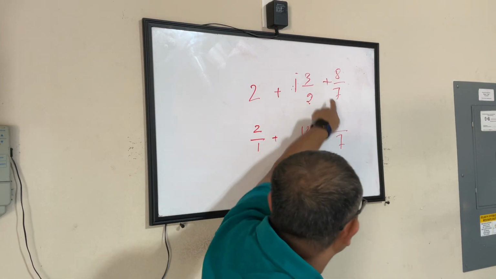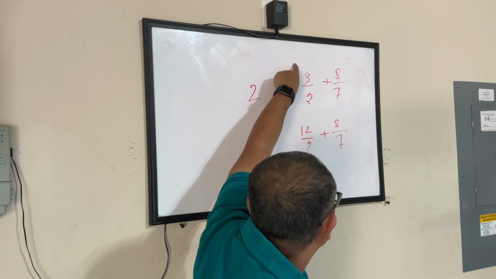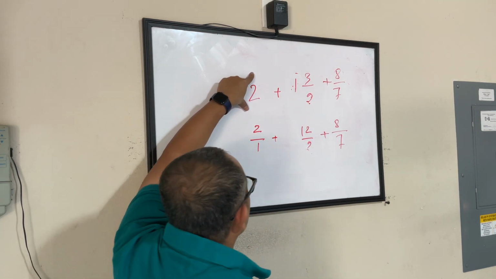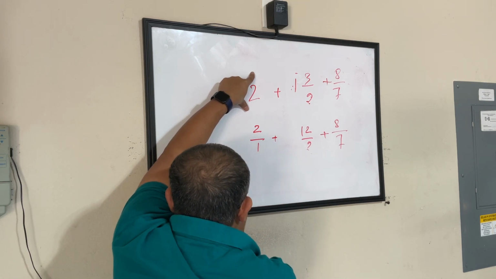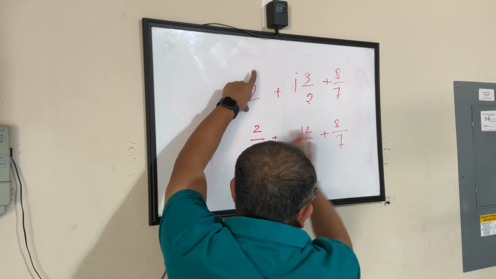So this was already a fraction, so I just put it like this. This one was a mixed number, we learned how to convert to fraction, so we put it like this. This was a natural number. Any natural number, if it's a 3, I can always write this as 3 by 1 as a fraction. So we converted everything to a fraction. Now we have 3 fractions.